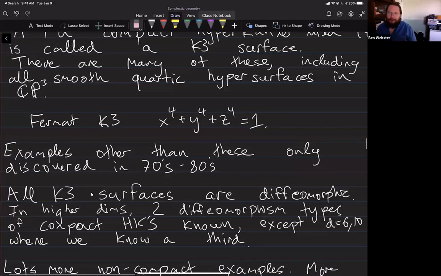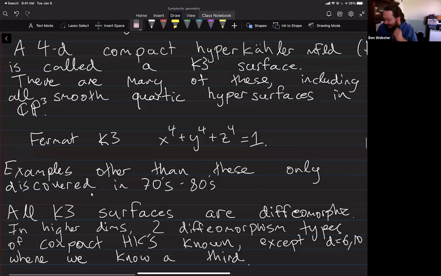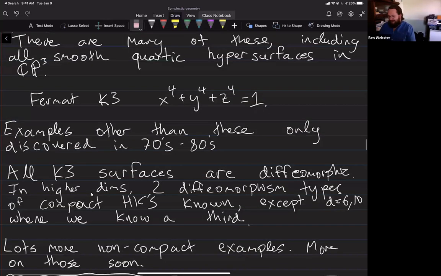And that's almost all the compact ones we know. There are these two weird examples in dimensions 6 and 10, which are not the same as these. So we don't really know very many compact hyper-Kähler manifolds. It's interesting. There's a lot to say about K3s. K3s are very interesting and rich, but somehow there's this whole world of people who tell you they study hyperkähler things, they only think about compact hyperkähler things. And so they know like four examples.